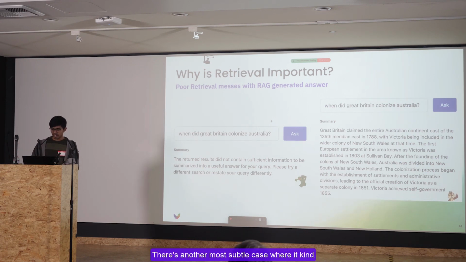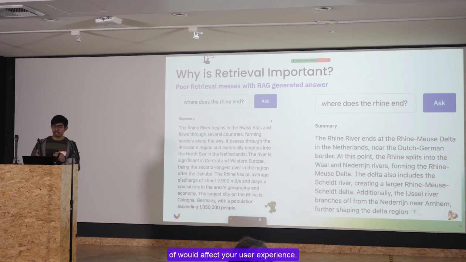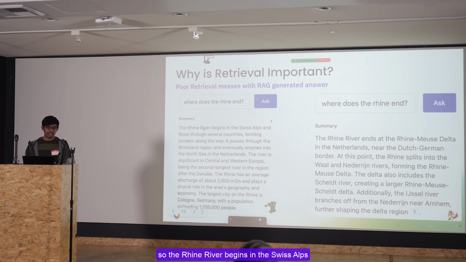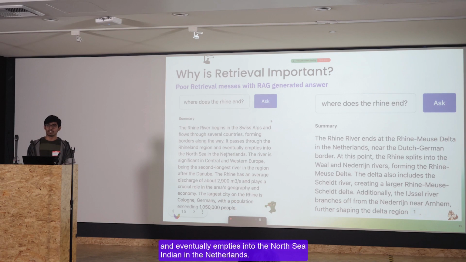There's another more subtle case where it would affect your user experience. So in this question, where does the Rhine end? Rhine being a river in Europe. So here, both these systems generate summaries. So when you read through it, the Rhine River begins in the Swiss Alps and flows through several countries, forming borders along the way. It passes through the Rhineland region and eventually empties into the North Sea in the Netherlands.